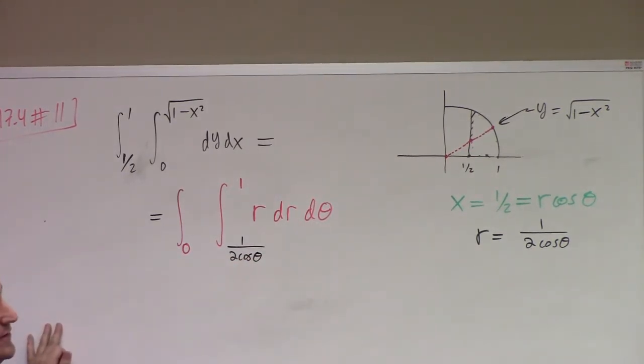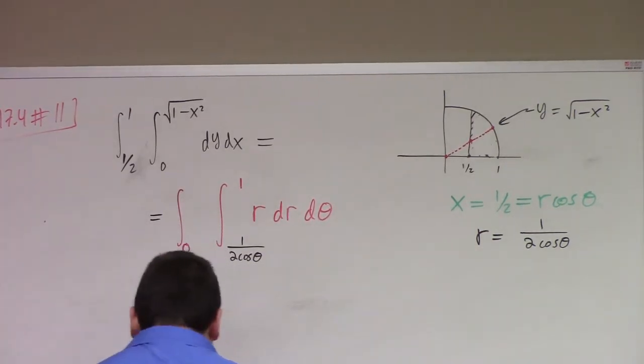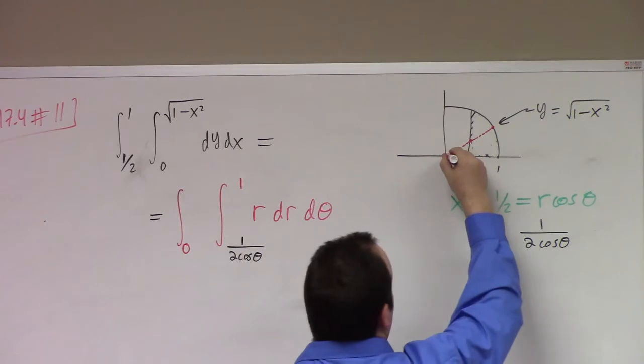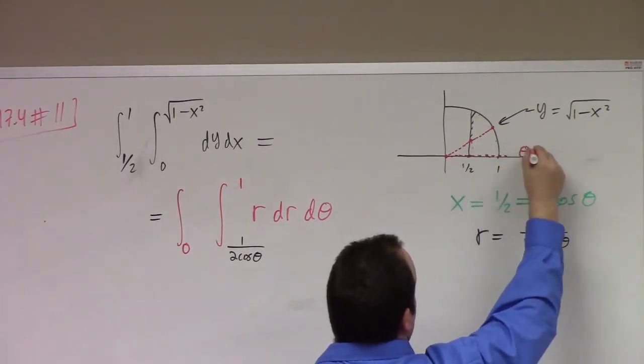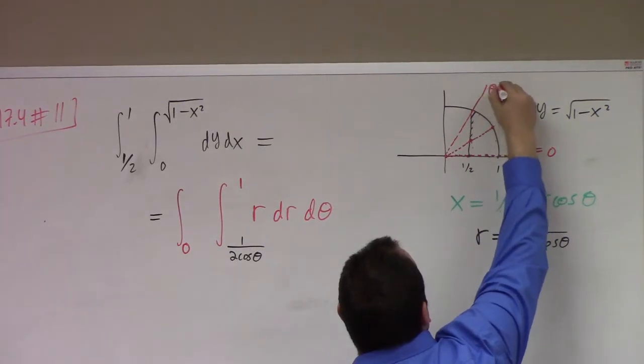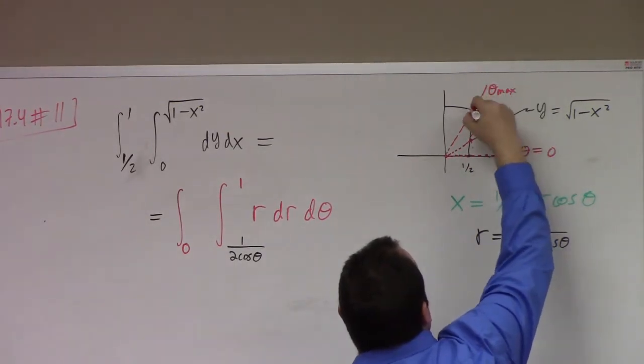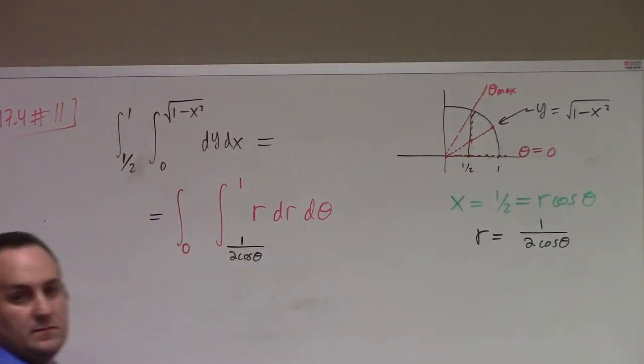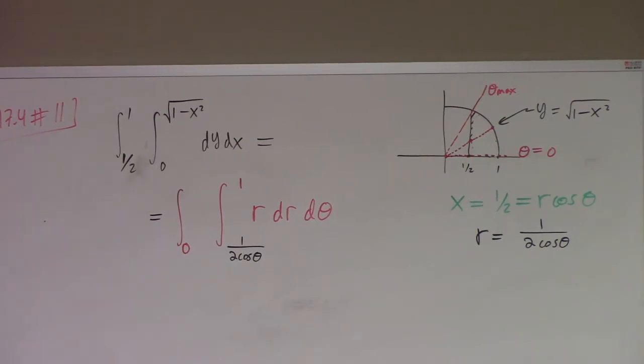What's the outer? And what does the angle sweep from? I argue that the angle sweeps down here, theta equals 0, all the way up to that point right there, right? And so what is that angle? How do you want to figure it out? It's up to you. What do you want to do?